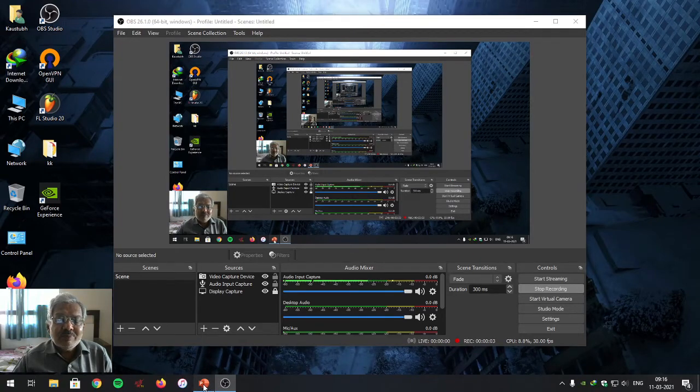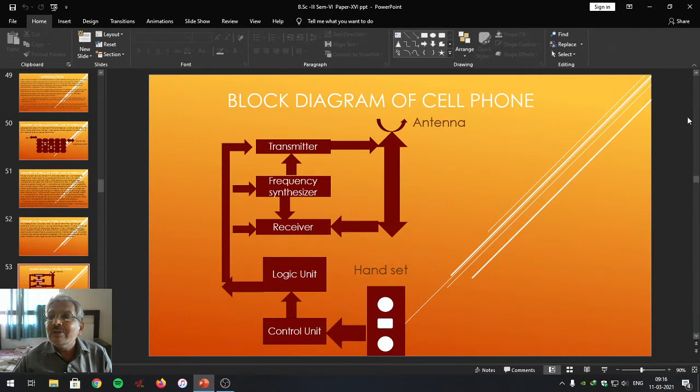Student friends, once again we are meeting in this week to continue with topic number 3, paper number 16, that is mobile communication.